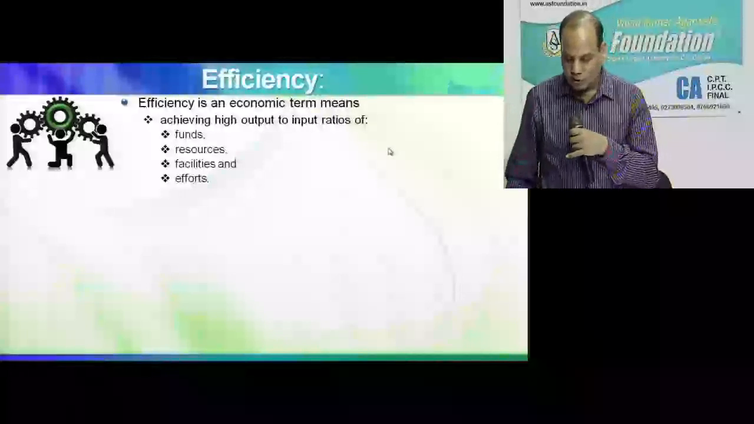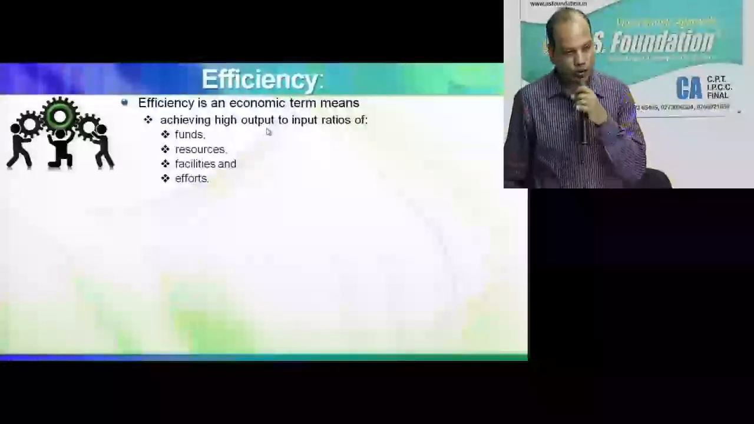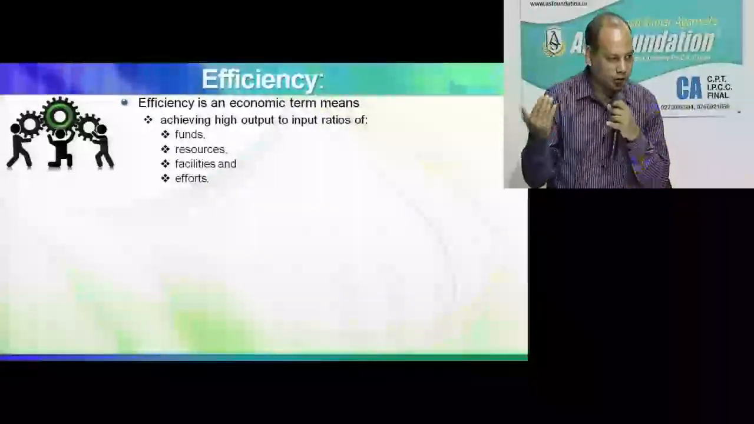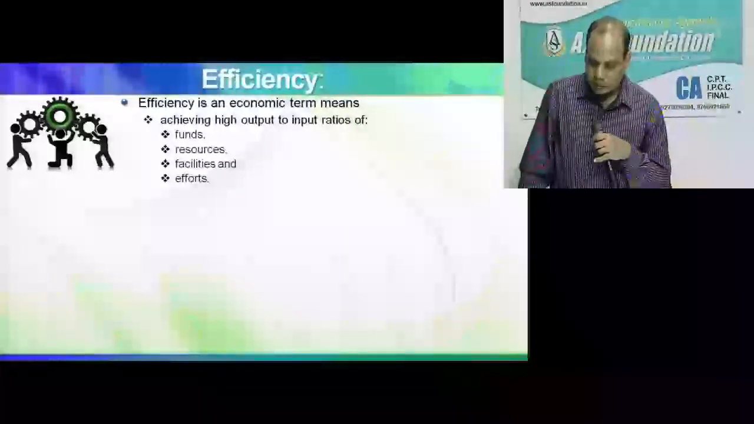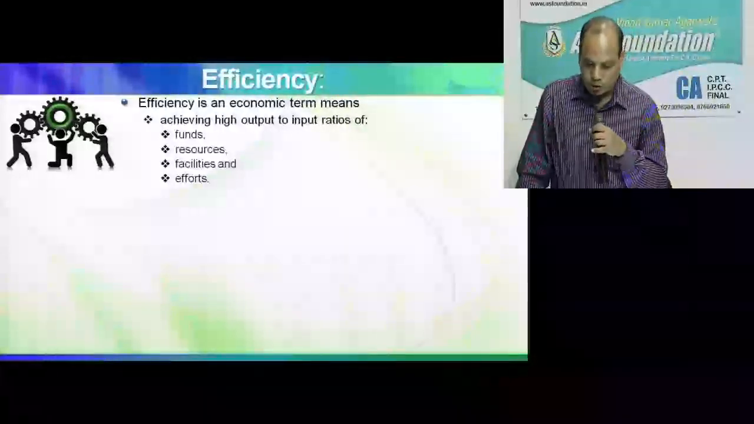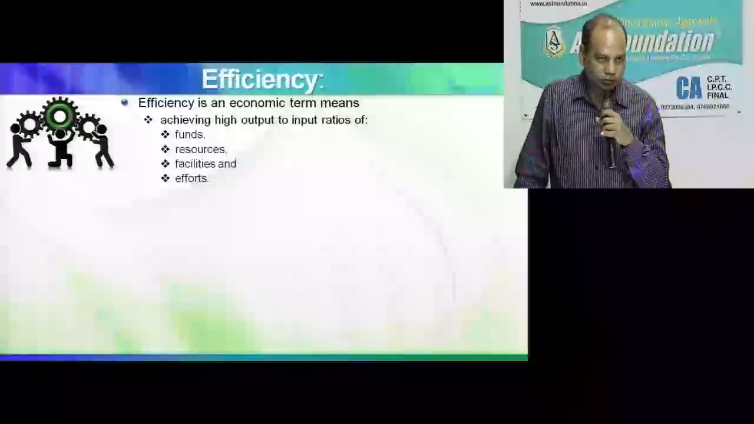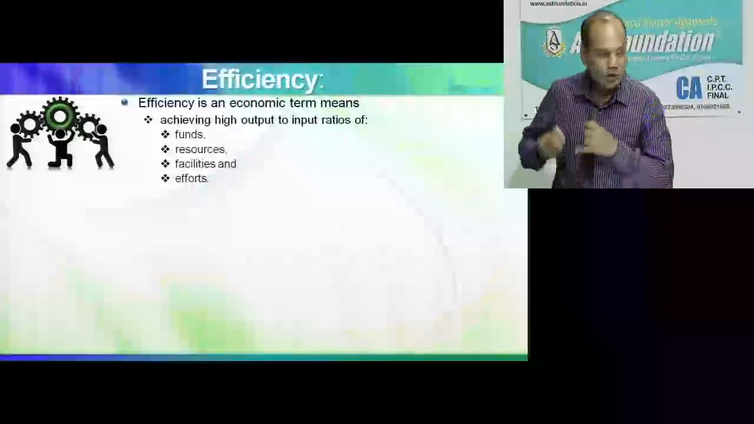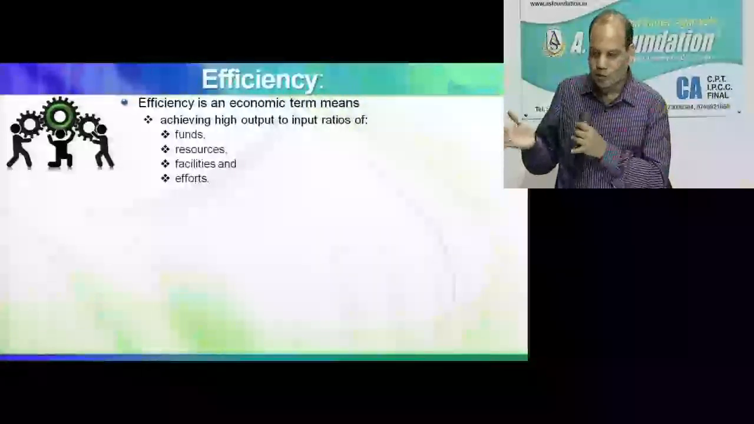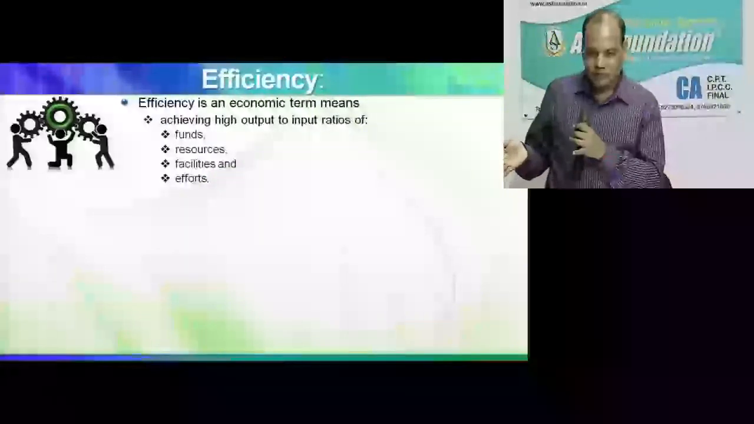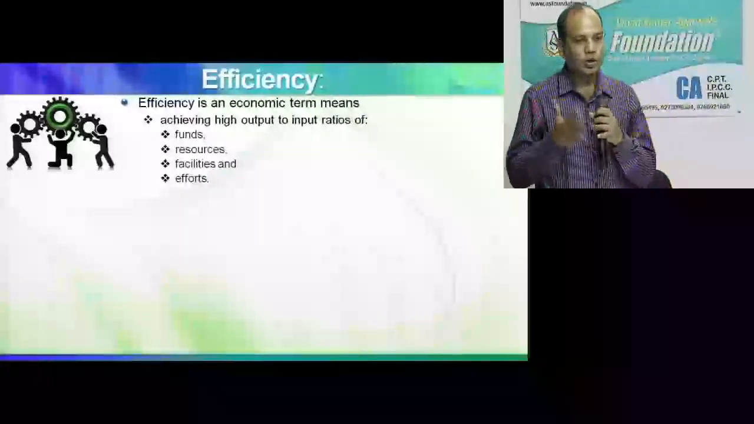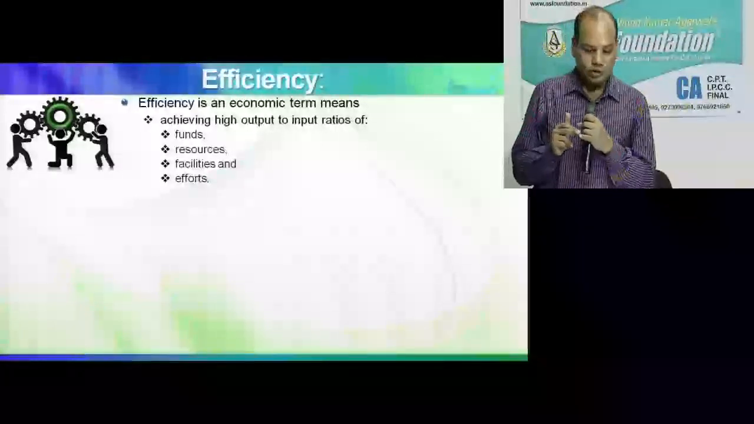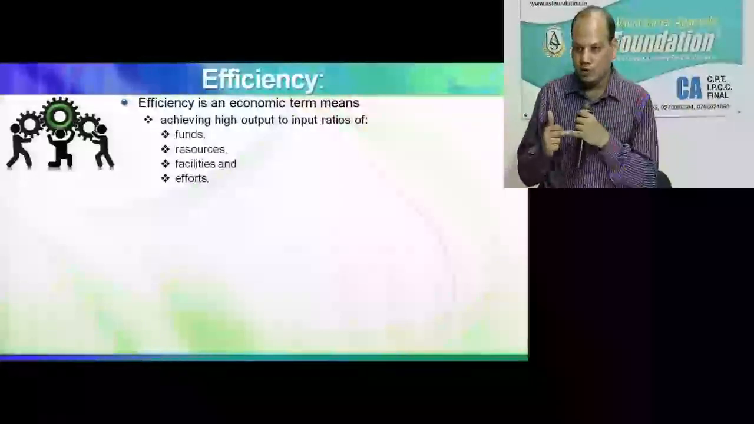So efficiency is an economic term which means achieving a higher output to input ratio. Output upon input should be higher and higher. Is it right? A higher output to input ratio of funds, resources, facilities and efforts. That means whatever we are taking as an input and whatever we are producing as an output, the value of the output that we generate is more than the value of the input that we use. That is efficiency. Is it right?